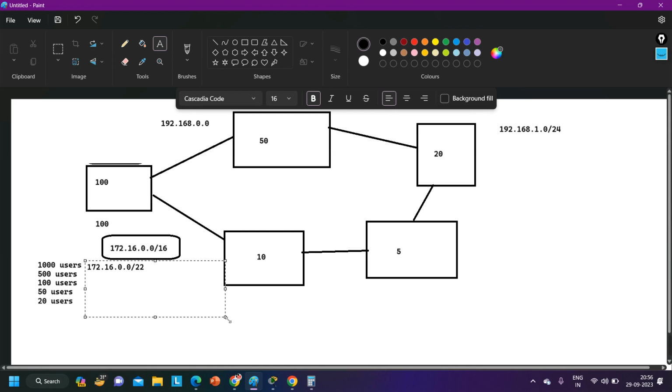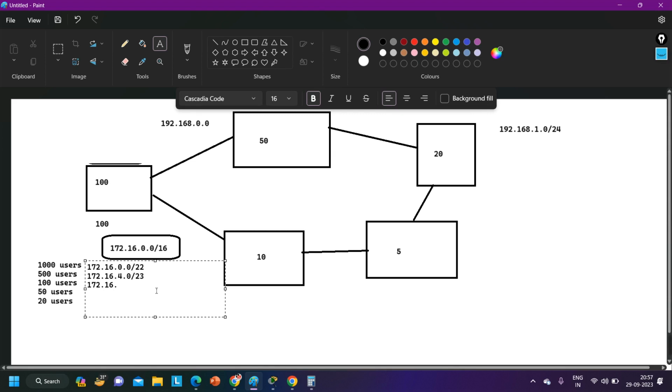Tell me the next one. The next one is 172.16.4.0 slash 23. Because 3.255 was used for the previous one, right? This one will be slash 23. 4.0 slash 23. Okay, 23.